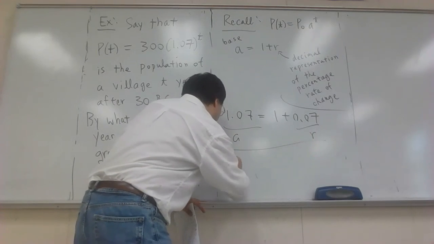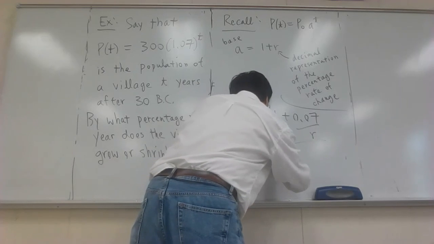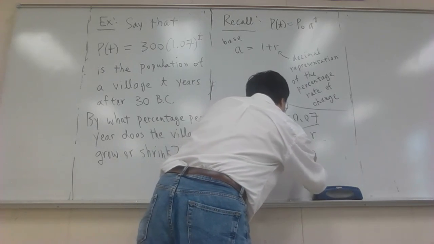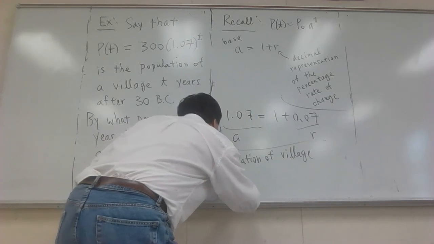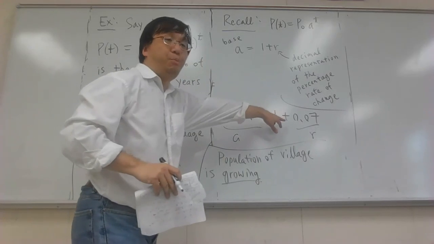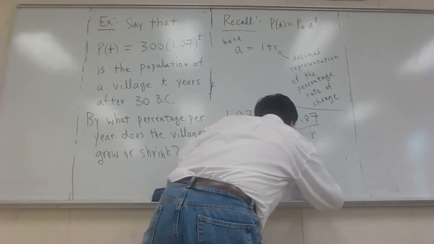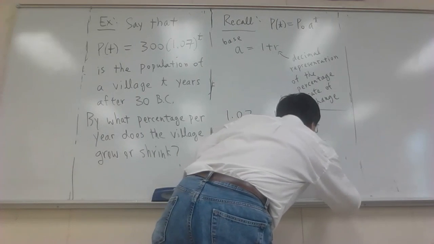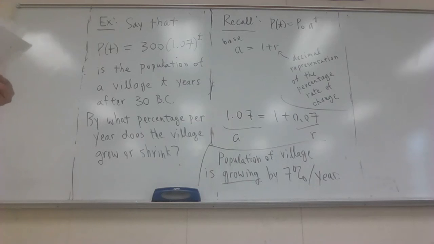The population of the village is growing. It's not shrinking, it's growing, right? Because this is plus 0.07. So it's growing by 7% per year. Okay, so that's the answer. The population of the village is growing by 7% per year.